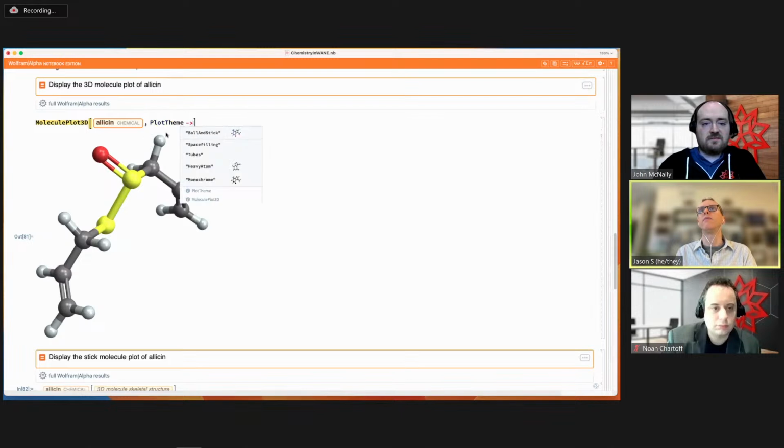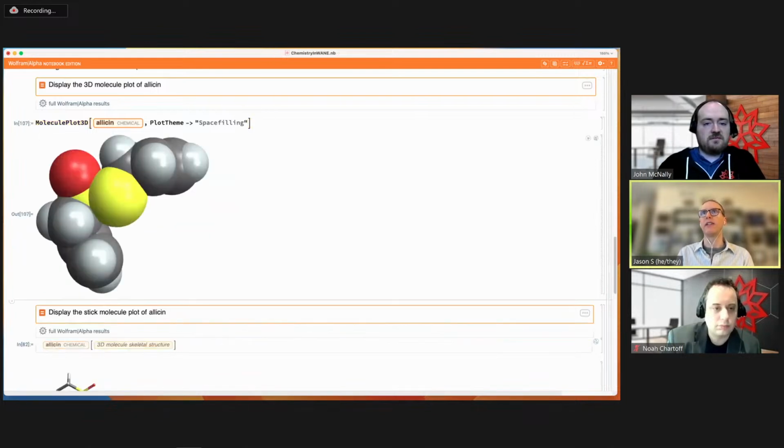That's the one we want, plot theme. And as you see, we have the ball and stick, which is default. We have what's known as space filling, tubes, and we have the wire frame. I'm going to do the space filling. That's one that sees some use in both the literature and classes.